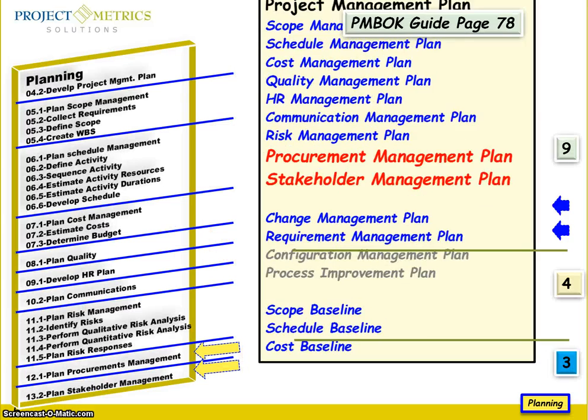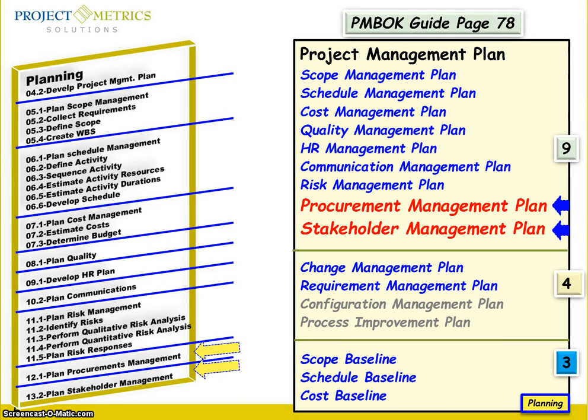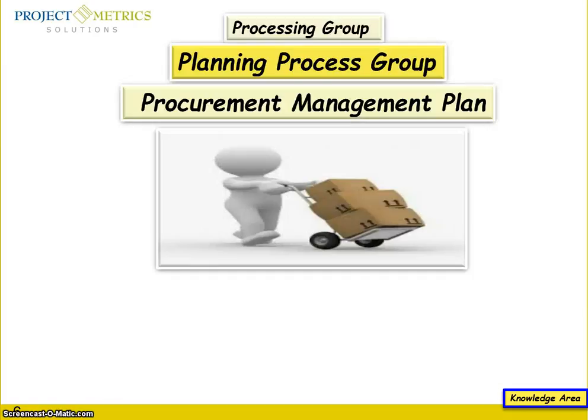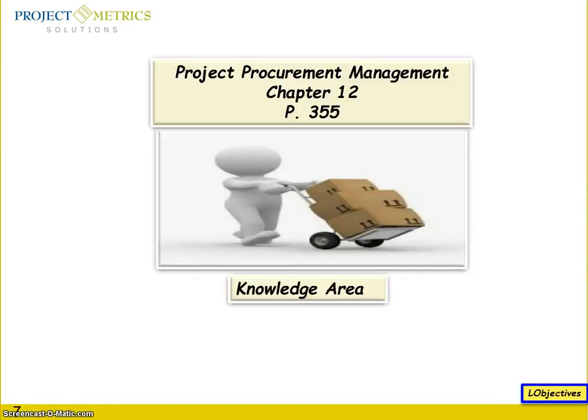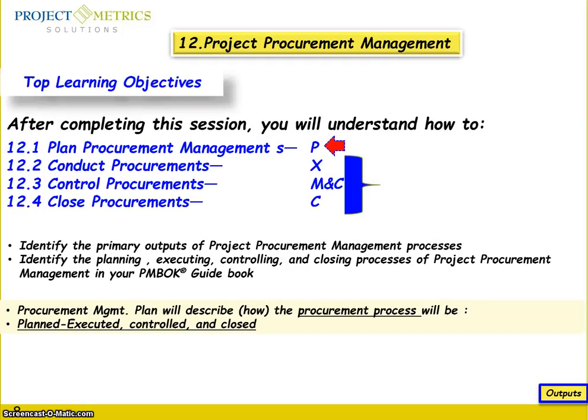This session, we are going to talk about two things: the procurement management plan and the stakeholder management plan. Under the planning process group, the procurement management plan is under the project procurement management knowledge area, chapter 12, page 355. The learning objective here is that we work with only one process, called plan procurement management, and you will get to know the inputs, the outputs, and tools and techniques.